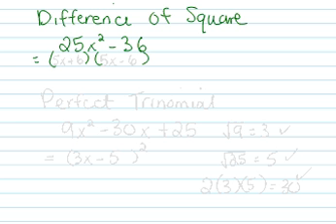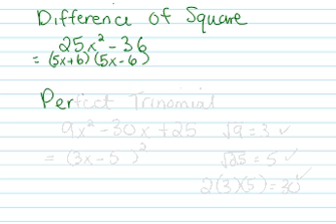So in this case, what you do is once you've identified it as a difference of squares, you open up your two brackets. You say the square root of the first, 5x, plus the square root of the last, 6. And then you're going to have a positive and a negative version of those two binomials. And that's all you do for a difference of squares. So once you identify it being a difference of squares, the factoring is very easy.